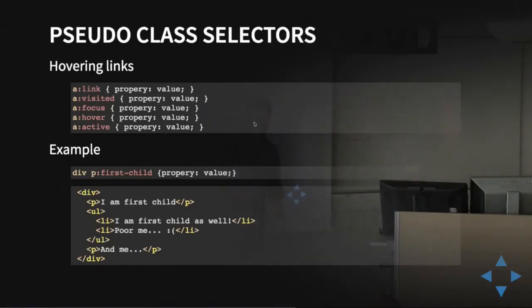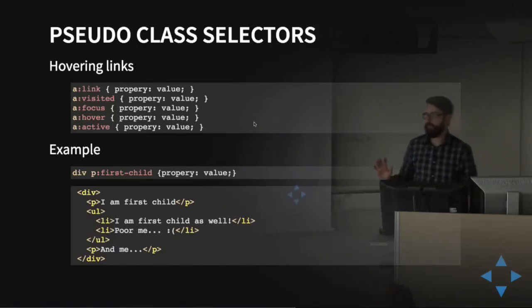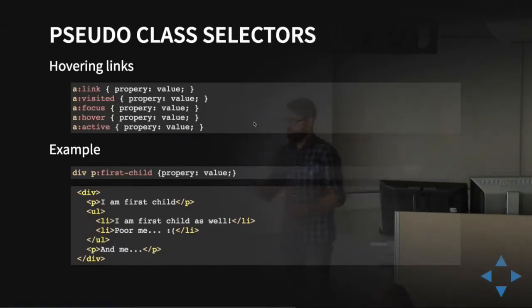Hover is when the mouse pointer is over the link, and active is when it's pressed, when the user presses down on the link. You can actually change the style so that it feels like something is happening when you're pressing the key.